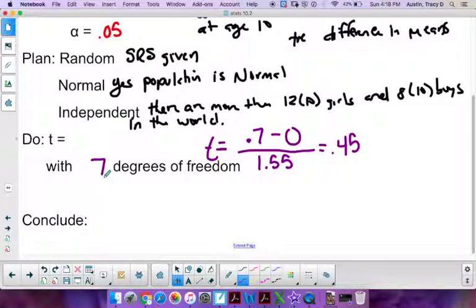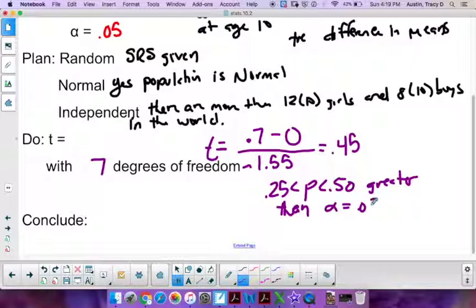Okay, fairly close to the left-hand side. It's somewhere between the 0 and 0.711 as far as our t-values. And the p-values that it's between are 0.25 and 0.50. So both of those are greater than alpha equaling 0.05.